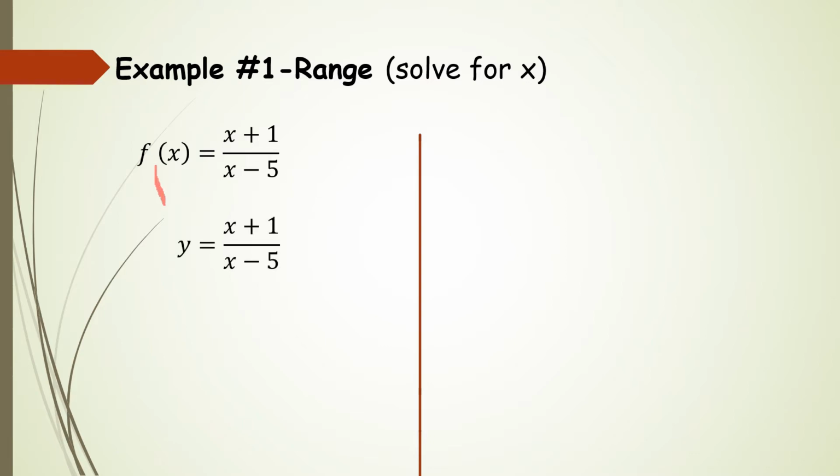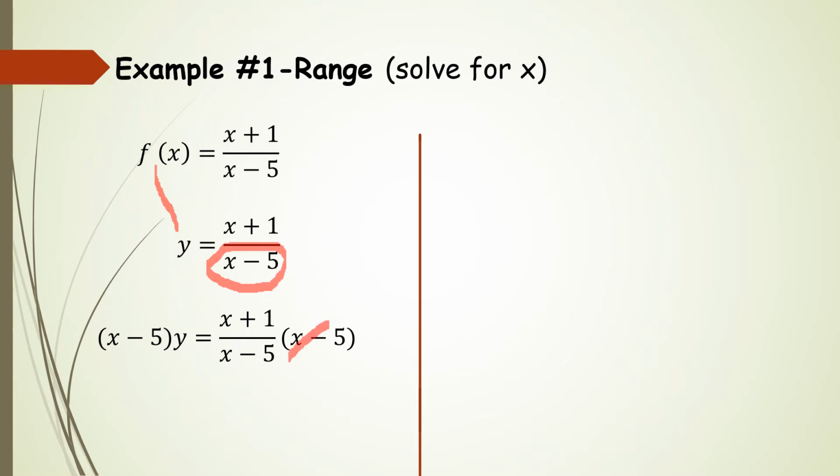Since we know that f of x is also equal to y, palitan lang natin, y is equal to x plus 1 all over x minus 5 by multiplying both sides by the denominator of x plus 1 all over x minus 5. We will have x minus 5 times y is equal to x plus 1 all over x minus 5 times x minus 5. So we can cancel this out.